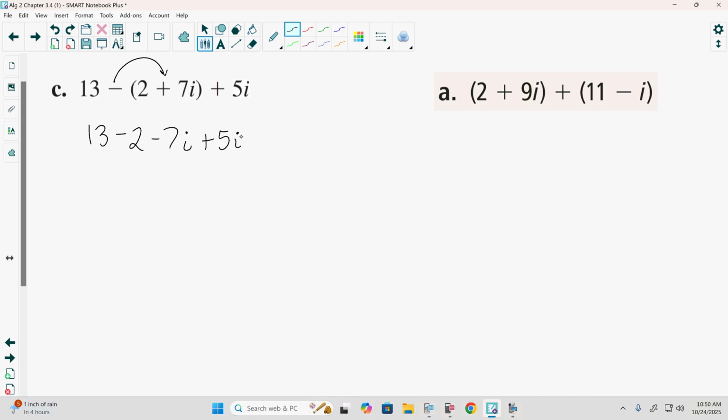Combine like terms. So our 13 minus 2 is 11. Negative 7i plus 5i would be minus 2i. 11 minus 2i. That's it.